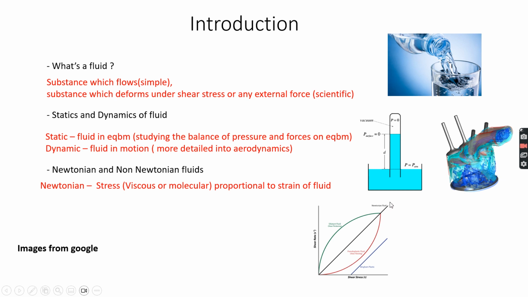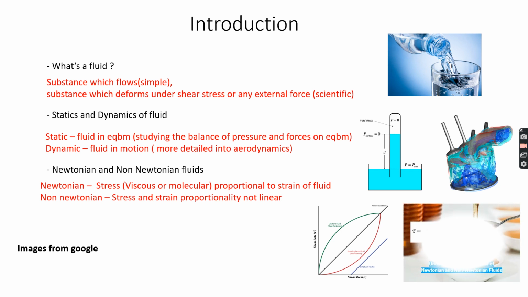And you can see over here the black line is a Newtonian fluid, and the others are non-Newtonian fluids, where you can observe phenomena like shear thickening and shear thinning, and also plastic fluids over here. So speaking of non-Newtonian fluids, shear and strain proportionality is not linear, or it does not obey the proportionality of Newton's law of viscosity. For example, you can look at honey or blood. Blood is a very good example.